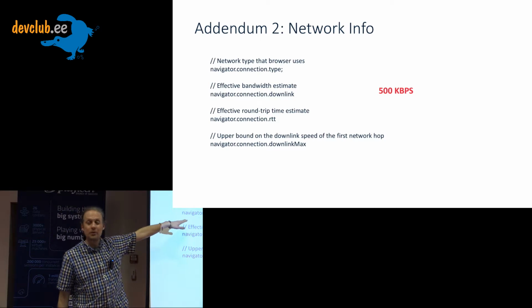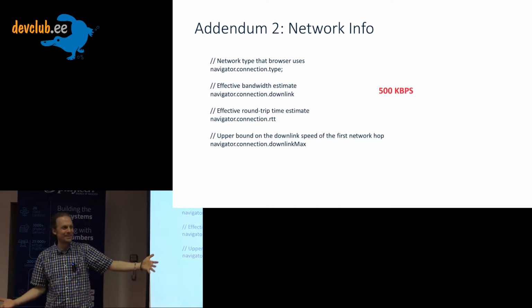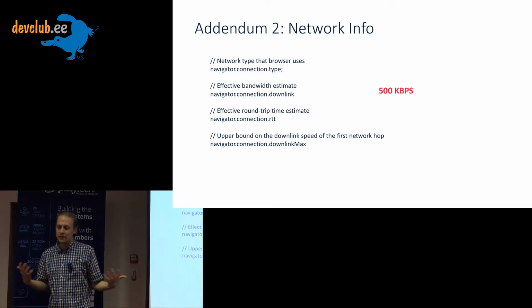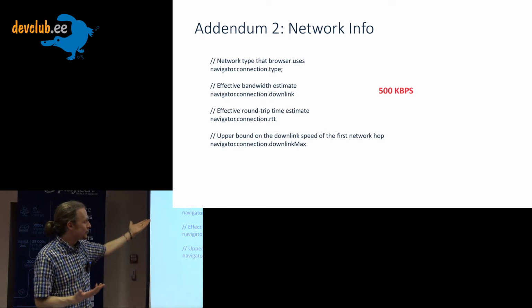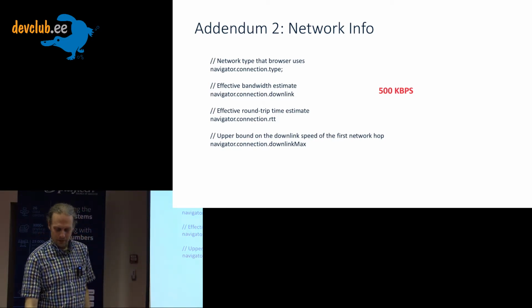But if you see that your customer's on a really slow connection, serve them smaller images. Hide the video. Make sure that the page is going to load quickly because you don't want to have that sort of experience for your users.